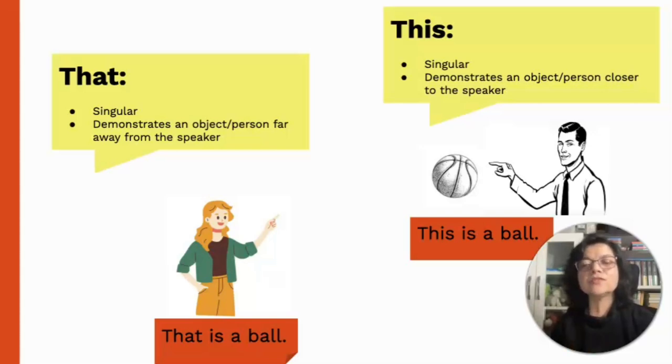This always refers to a singular object or person that is closer to the position of the speaker. Like this, that also refers to a singular object or person, but it demonstrates the object or person that is away from the position of the speaker. You can see the examples on the screen. The man is standing close to the ball, and that's why he is saying, "This is a ball." But the girl is standing at a little distance away from the ball, so she is saying, "That is a ball."